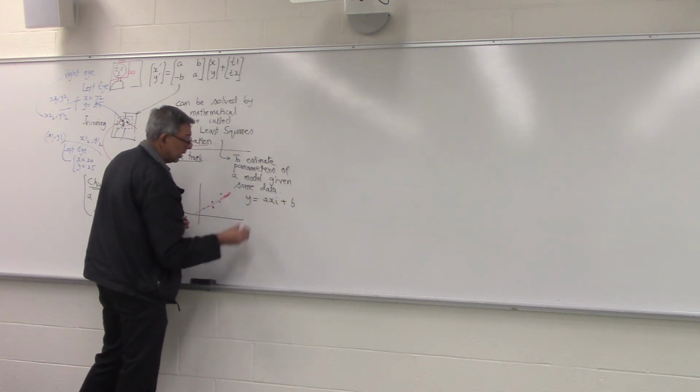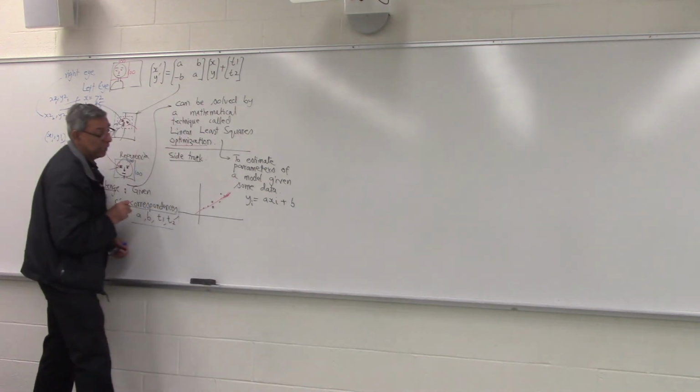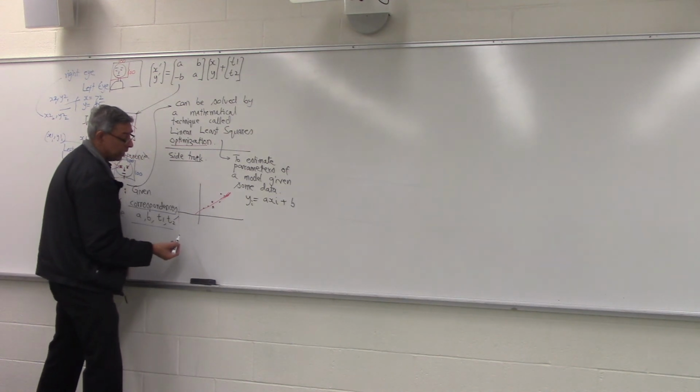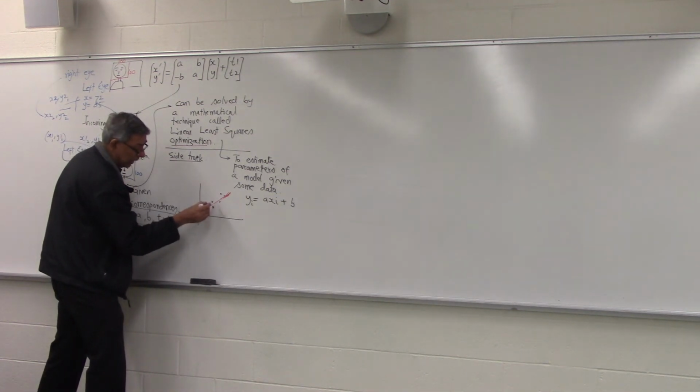Okay, so for a straight line, our model is very simple. y_i equals a x_i plus b. So every point is given. So for example, a is the slope over here. So let's pick one point on the line. Okay, suppose here's a point on the line.